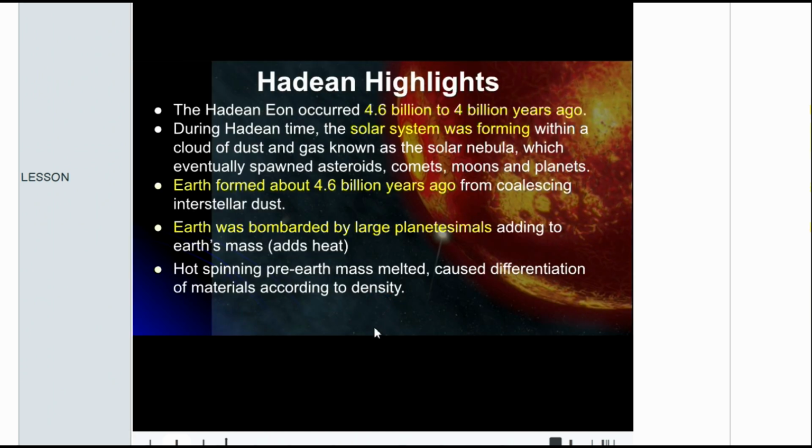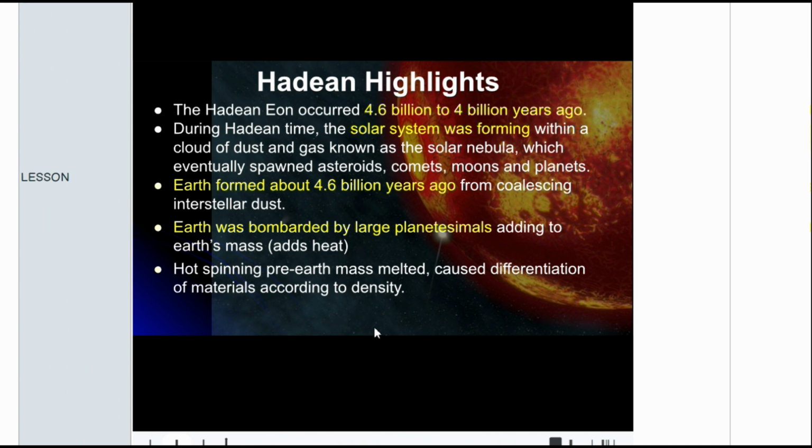So, highlights from the Hadean. When you have slides like this for this lesson today, if it's got yellow, that's something that you really need to focus in on and get written down. The white information is basically supportive information and extra explanations, but the yellow information is the main key points.